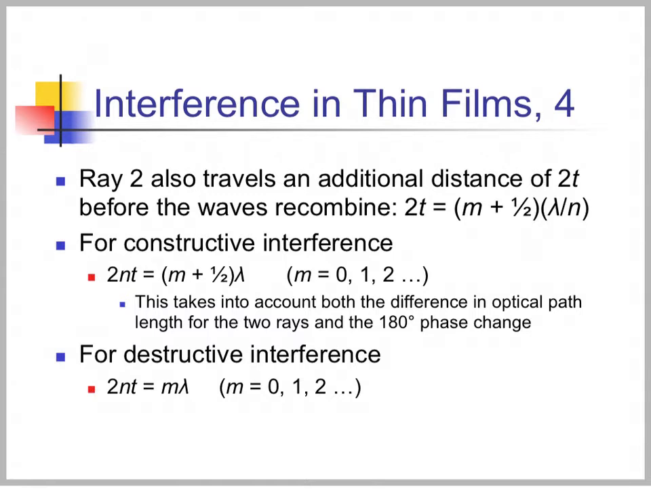Now, these equations are used for a very specific situation of a thin film that has a higher index of refraction than the material on either side. If I had a thin film, say, of oil on water, I would have to consider that the second wave might also have a 180-degree phase shift. So every thin film problem we need to look at individually. These are not universal equations.